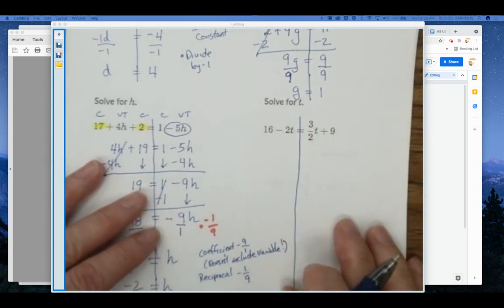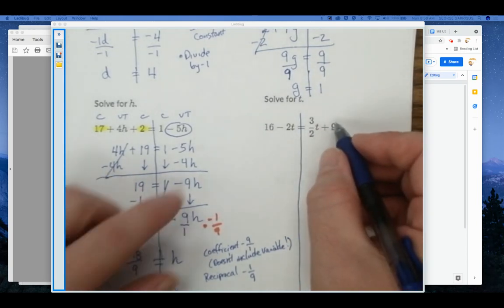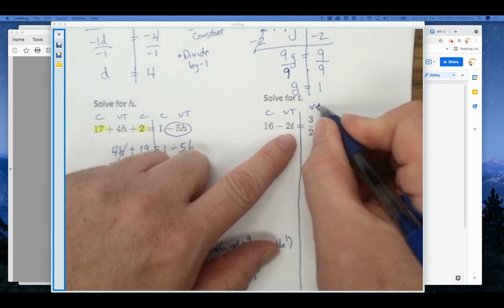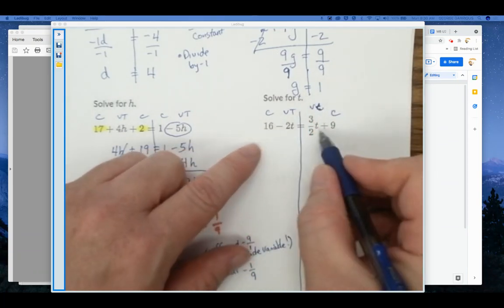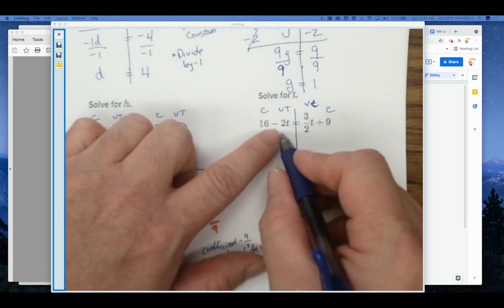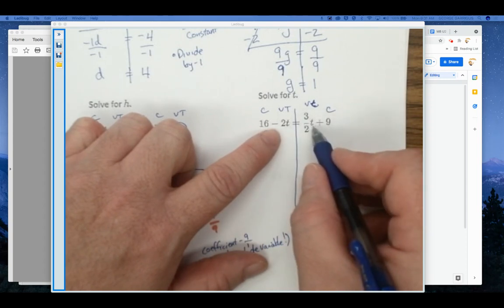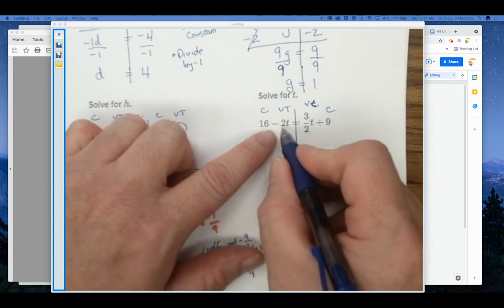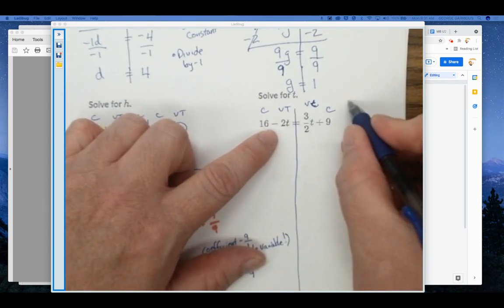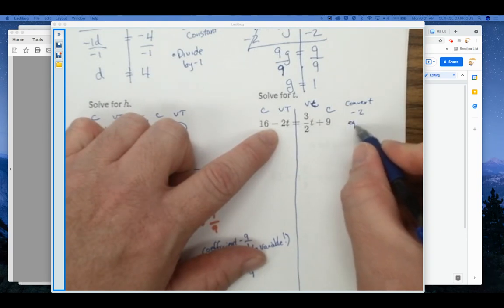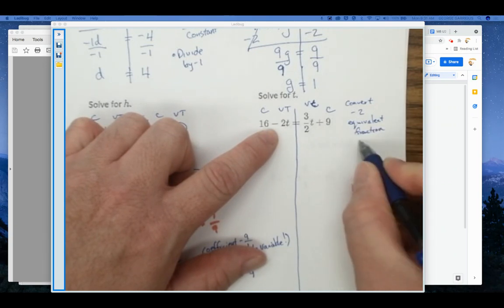I hope I don't run into that writing. Okay, I have a constant, a variable term, that's a T, and a constant. So I have 2 constants and 2 variable terms. What do we do? Of course, we know that we're going to be getting rid of one of the variable terms, but this one's in halves and this is a whole number. So I need to convert -2 into an equivalent fraction. And that equivalent fraction is -4 over 2.